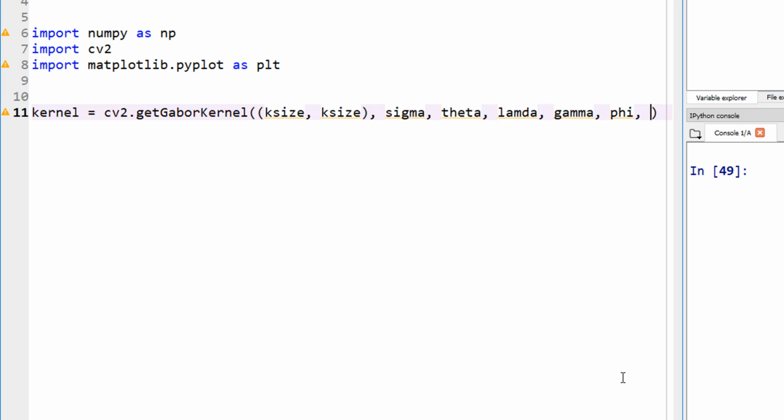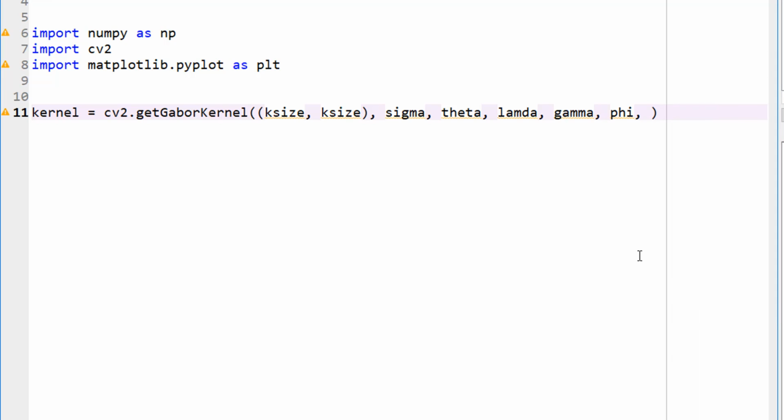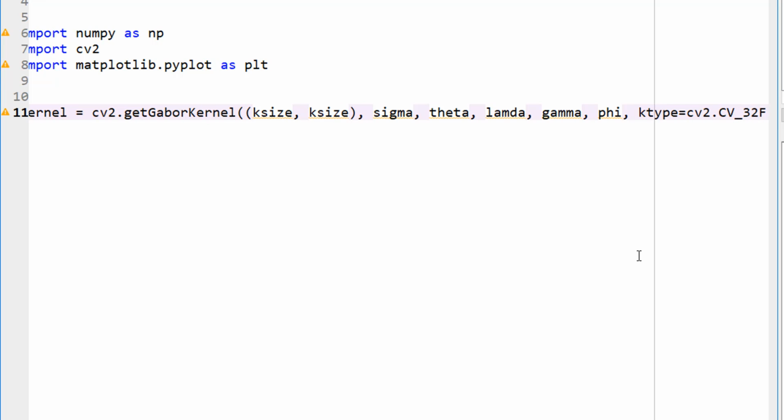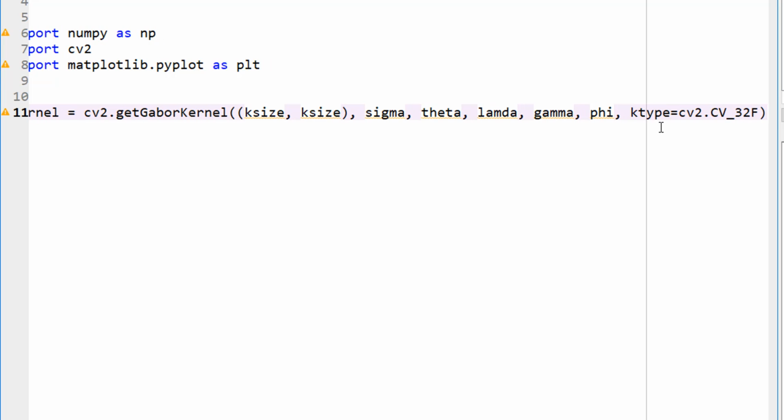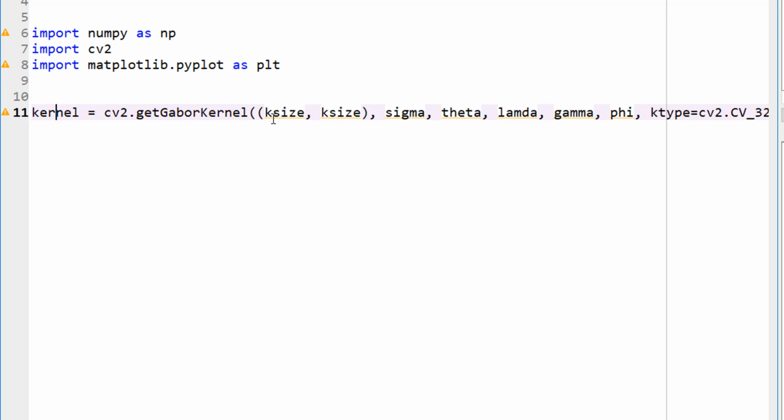Great. Now, one final thing that we also need to define here is ktype, which is the data type. So let me type cv2.CV_32F. What this means is, once the kernel is generated, how do we want to store the numbers? 32F indicates the type and range of the values. So 32F is nothing but float32. I'm basically saying once the kernel is generated, store all the numbers as float32.